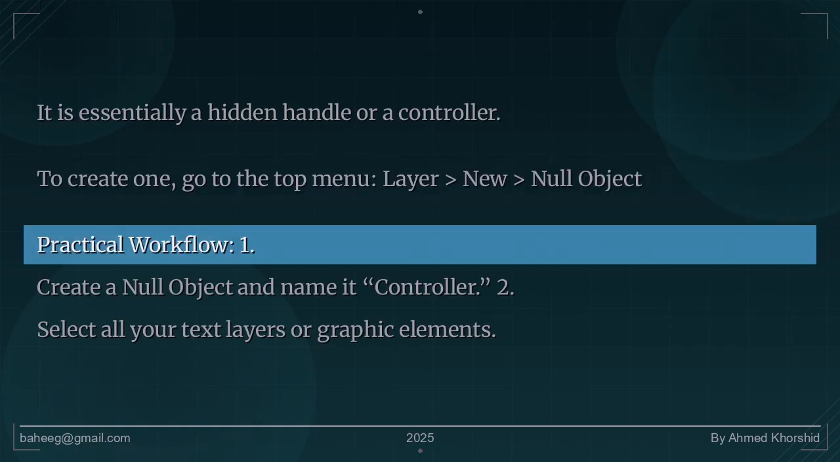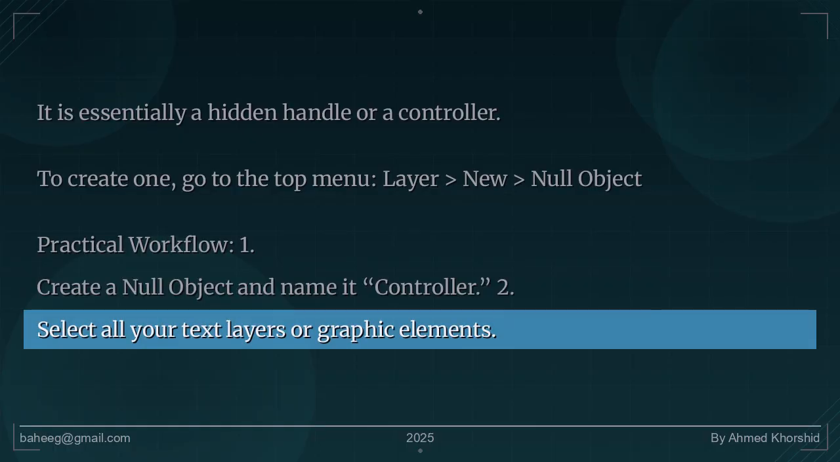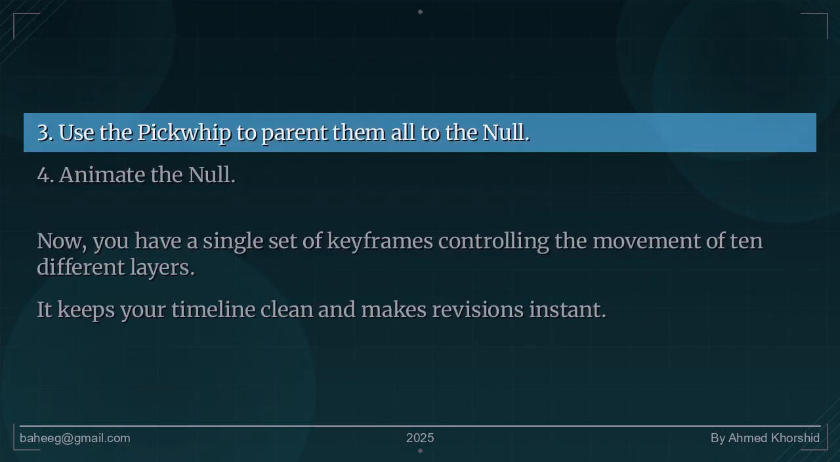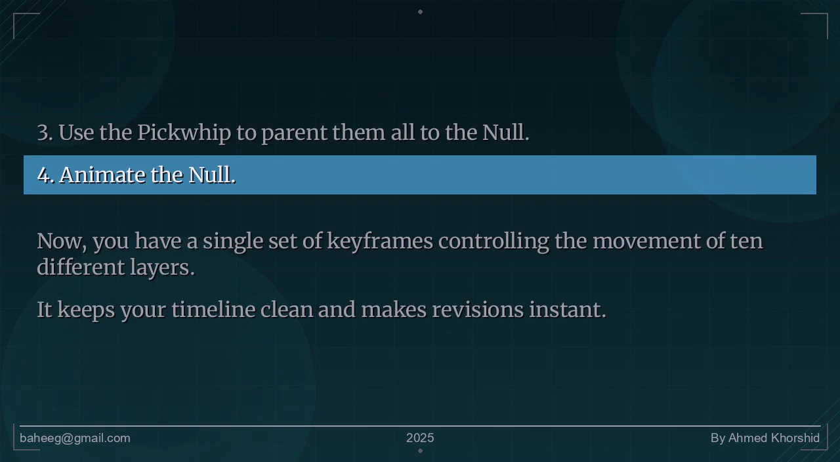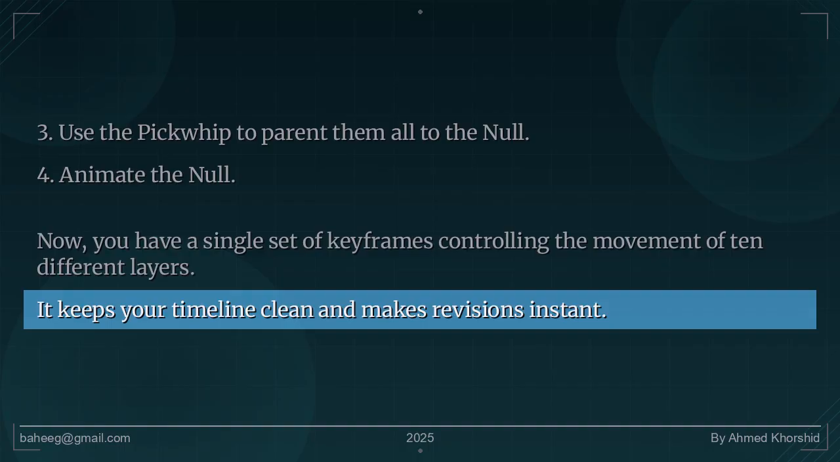Practical workflow: 1. Create a null object and name it controller. 2. Select all your text layers or graphic elements. 3. Use the Pickwhip to parent them all to the null. 4. Animate the null. Now you have a single set of keyframes controlling the movement of 10 different layers. It keeps your timeline clean and makes revisions instant.